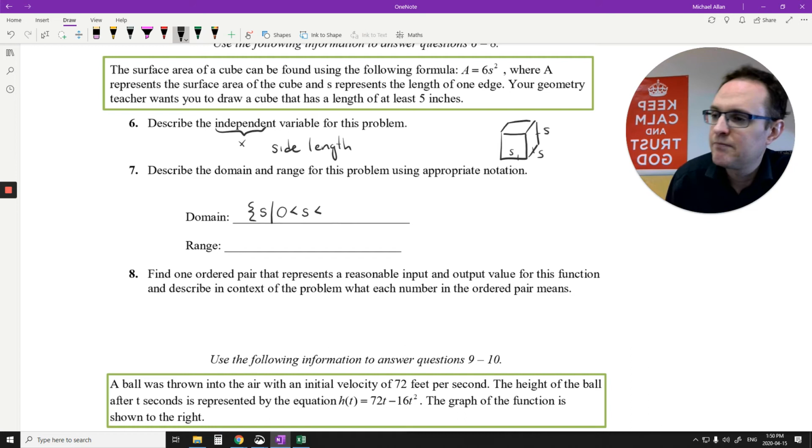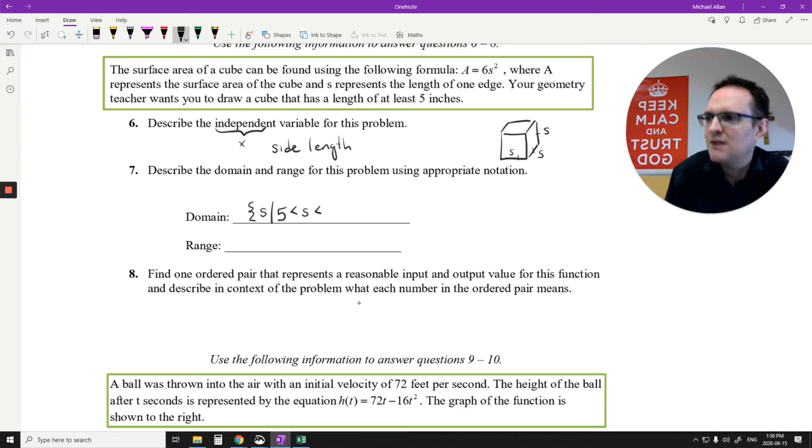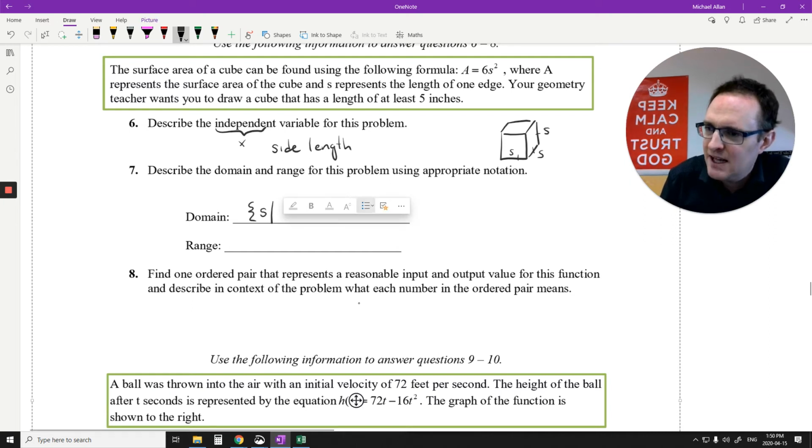So maybe 0 is not the smallest number then. So it says at least 5. So I'm going to go from 5. And then what am I going to go up to? I don't know. There's probably an upper limit on how big I can draw my cube. Side lengths of at least 5. But they're not telling me too much about that, so I'm just going to put in here that my s's have to be greater than 5.